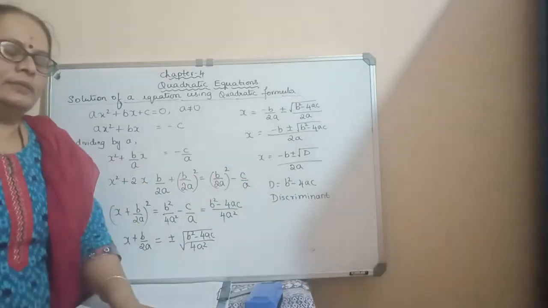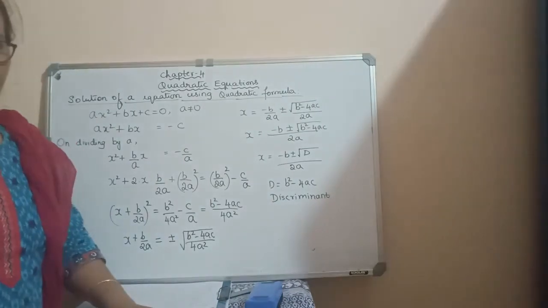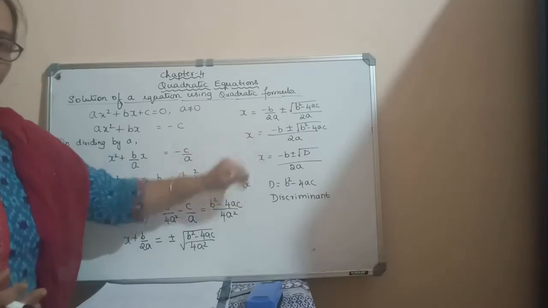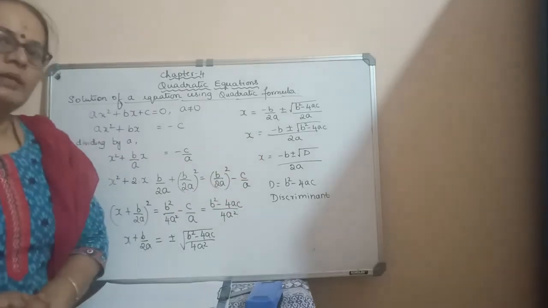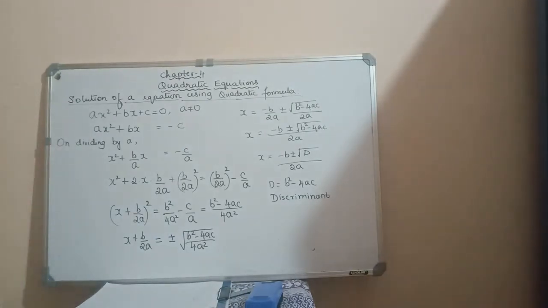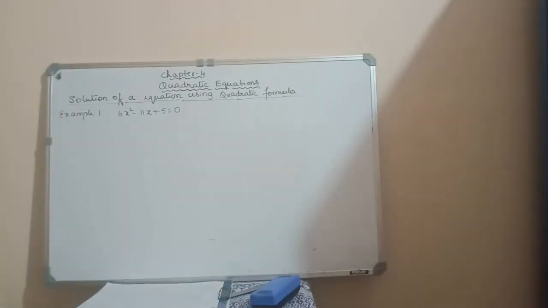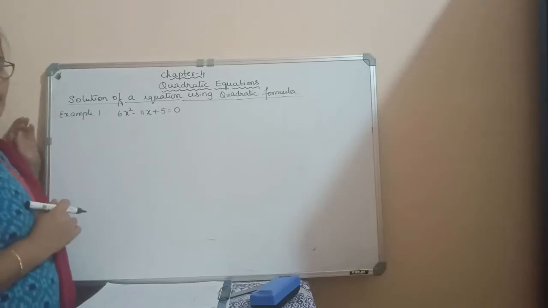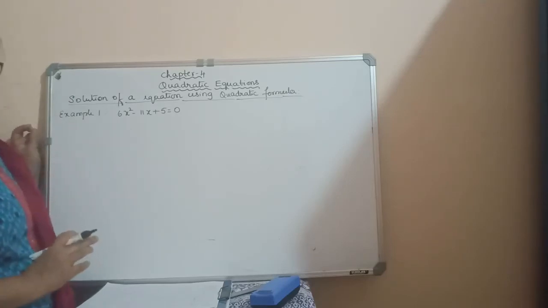Sometimes what happens, we cannot split the middle term. Then this formula will be helpful to find the solution of the equation. Let us see some examples. 6x square minus 11x plus 5 equals 0. Find the solution of the equation using the quadratic formula.